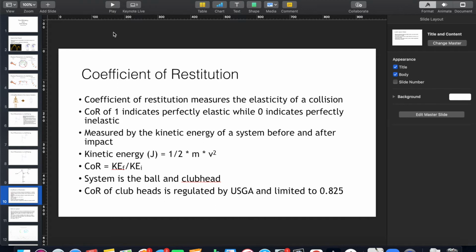For the purposes of our experiment, the system is going to be considered the ball and the club head. Because the COR of club heads is regulated by the USGA and limited to 0.825, a perfect contact for the swing is going to be considered 0.825.